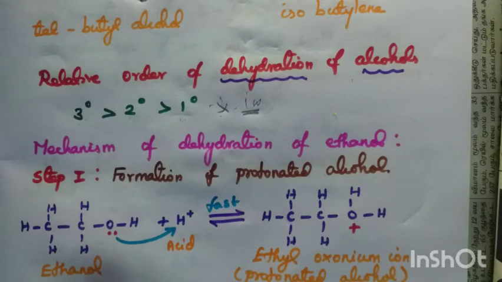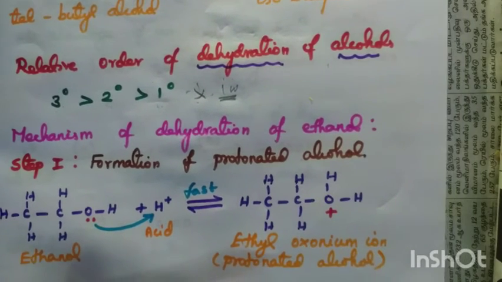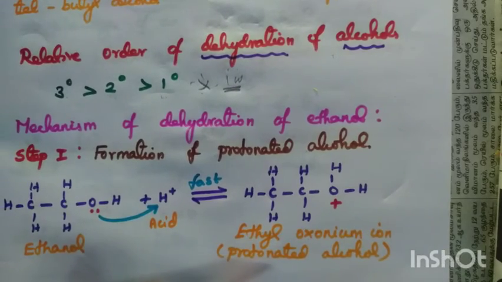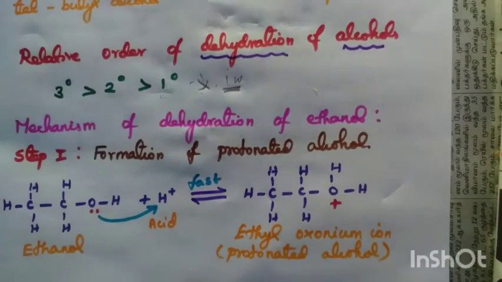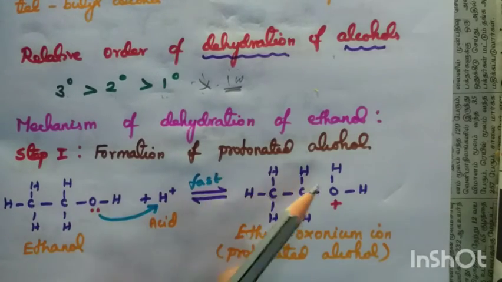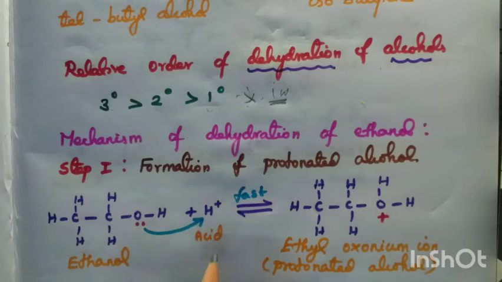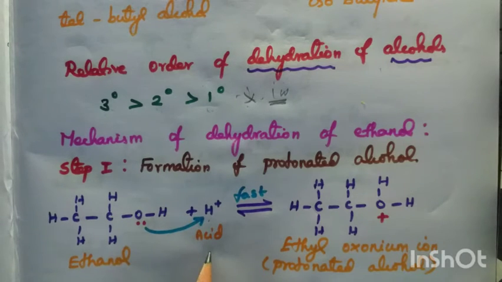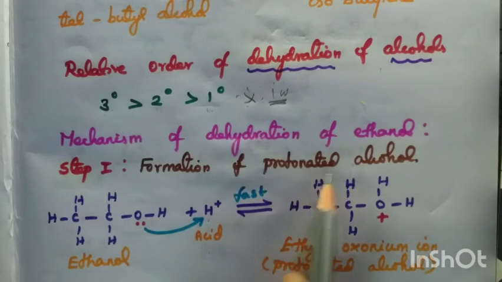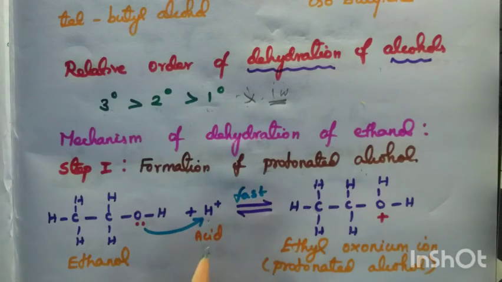And now, how this dehydration takes place. We are going to see the reaction, that is how this dehydration takes place. That means the first step is protonation. Proton, H plus is a proton. So formation of protonated alcohol. This step is called the protonation step.